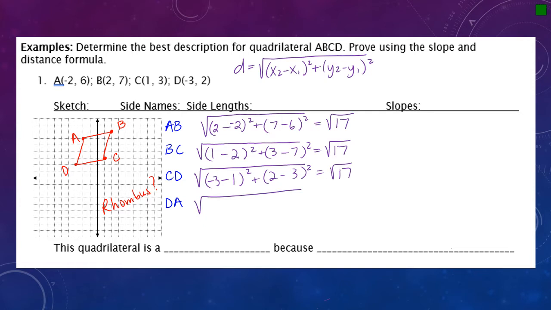And then last but not least, DA. So I would have negative 3 minus negative 2 and 2 minus 6. And again, we get the square root of 17. All right, so I said at the beginning I thought it looked like a rhombus. And so far things are checking out because a rhombus has 4 equal sides. So things are looking good.